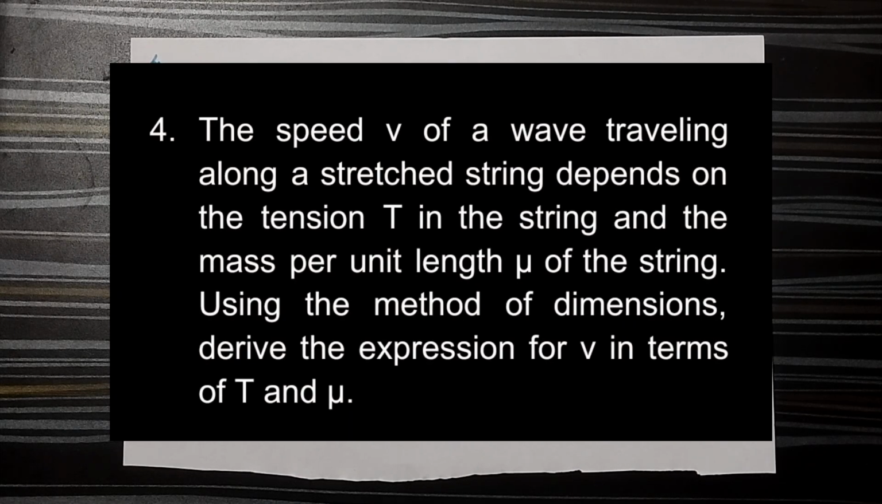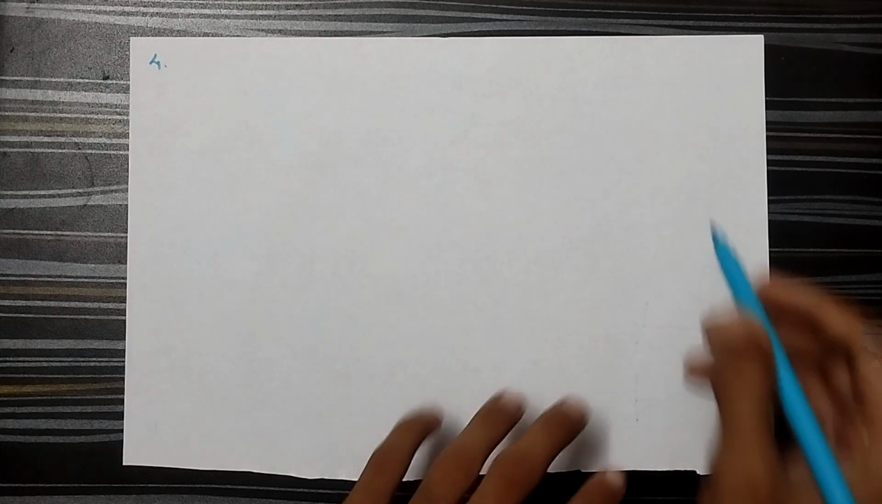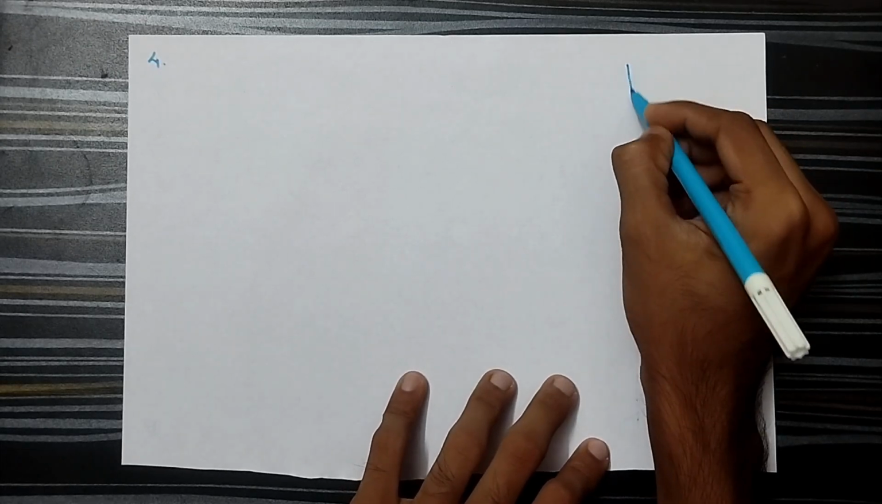But here is another question on deriving expression using dimensional analysis. The speed v of a wave traveling along a stretched string depends on the tension T in the string and the mass per unit length mu of the string. Using the dimensions method, derive the expression for v in terms of T and mu. So what is given? We have to find the expression for the speed v of a wave traveling along a stretched string. So I'll explain the concept.